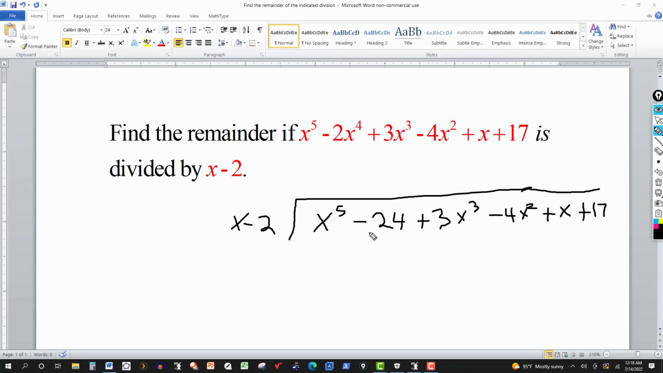So we have x to the fifth minus 24, and this is x to the fourth, plus 3x cubed minus 4x squared plus x plus 17. We're dividing by x minus 2. So highest degree term here divided by the highest degree term of the divisor. So it'll be x to the fifth divided by x is x to the fourth. We go x to the fourth times x is x to the fifth. Then x to the fourth times the minus 2. Very similar to what you do with long division of regular numbers. And this is just a minus 2 here.